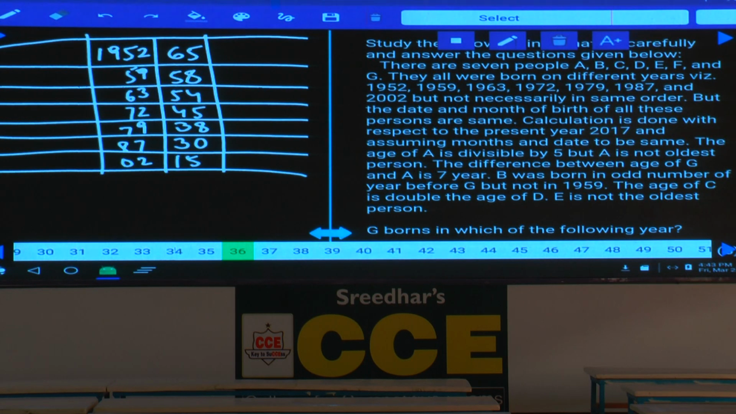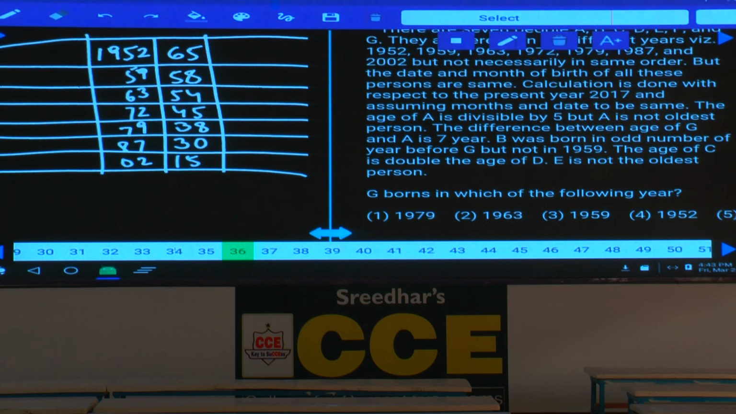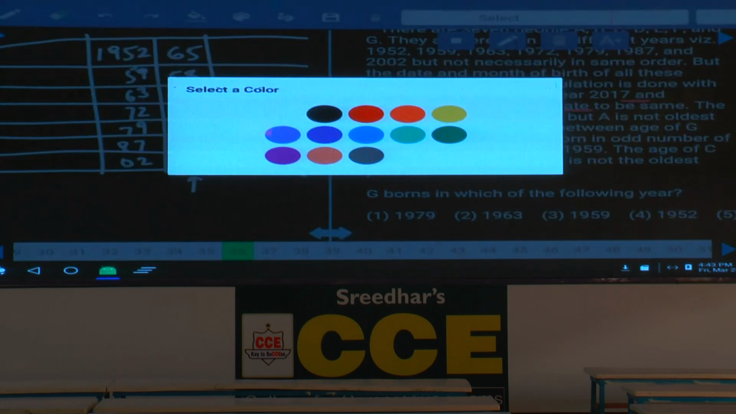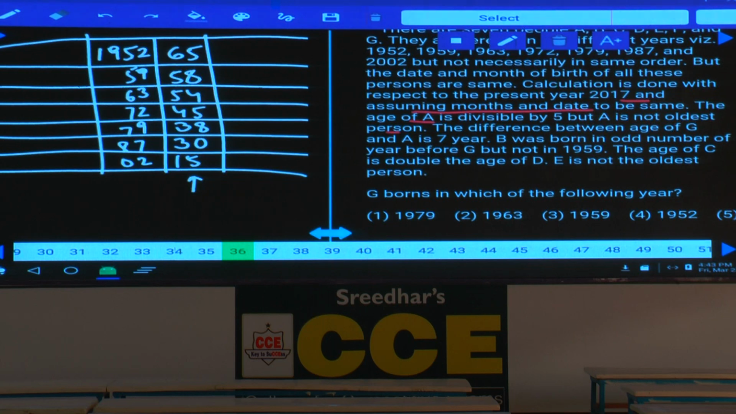Then coming to condition number 1, 2007 and assuming months and date of birth be the same. The age of A is divisible by 5, but A is not the oldest. Now here it is talking about the age. The age of A is a multiple of 5, but it is not the eldest. Hence, what is the age of this person? The age of A could be either 45, 30 or 15. How many possibilities do we have? 3 possibilities. A can be 45 or 30 or 15. There are 3 ages among these which are divisible by 5.